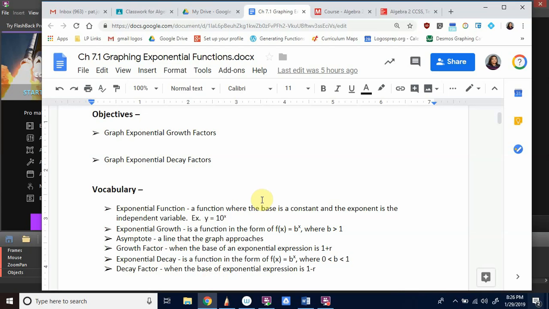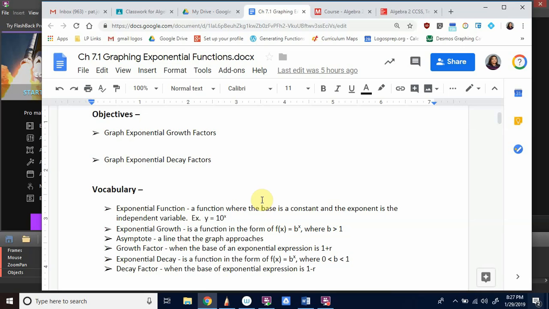Hello, this is chapter 7.1. We're going to graph exponential functions. Exponential functions have two graphs. There's a growth factor function and a decay factor function. In the decay, the graph decreases, and in the growth, the graph increases. So they're similar, but one goes up and one goes down. So we'll look at the two.